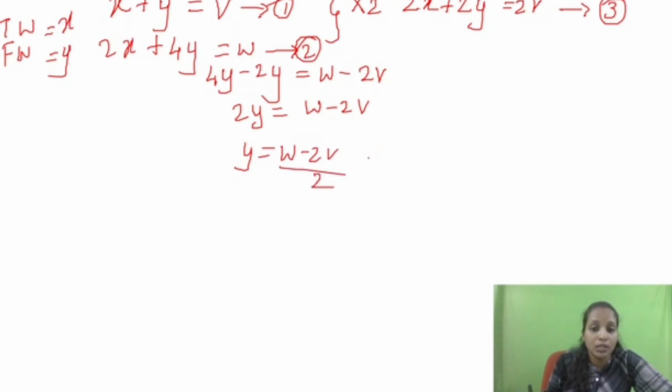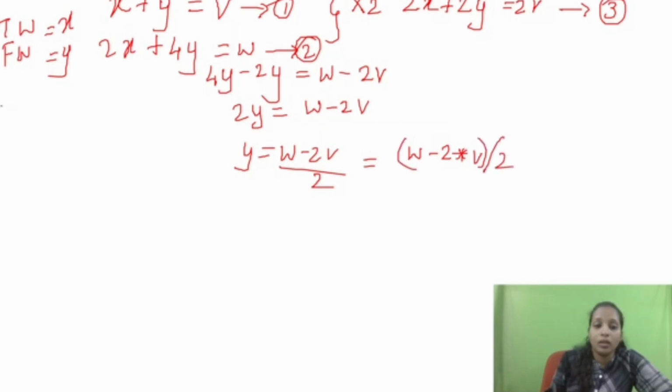How do you convert it into programming? So (w minus 2 into v) whole divided by 2. Here now what is the value of y? It is the four-wheeler value. Right? As you can see here, it is a four-wheeler value. Now how do you find the value of two-wheeler? Two-wheeler is what? X value. How do you find it?